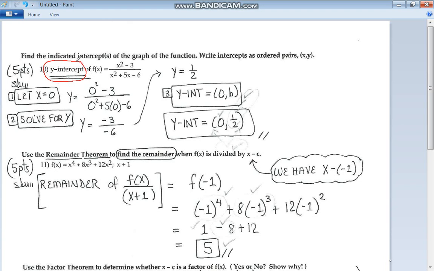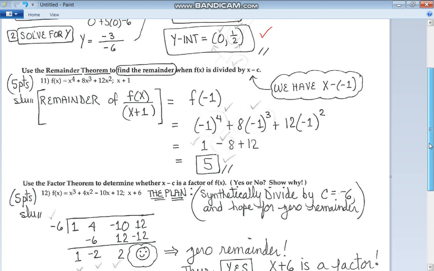It would fail the vertical line test. But we know here that this is a function, so there will be one y-intercept. f of x equals x squared minus 3 over x squared plus 5x minus 6. We are going to let x equal 0 to find the y-intercept, and we simplify. We'll get y equals negative 3 over negative 6, which is y equals 1/2. Write your answer as an ordered pair, so the y-intercept is the ordered pair (0, 1/2).